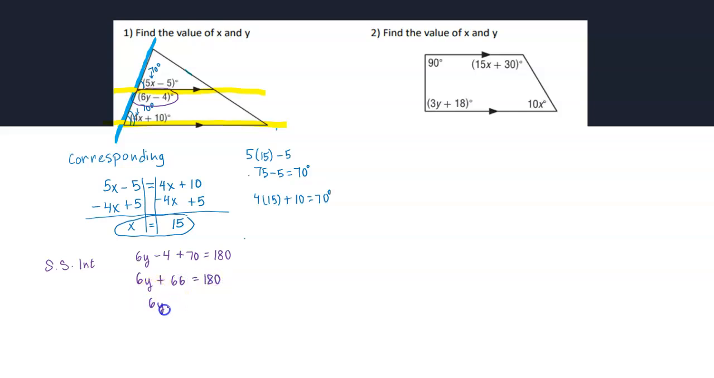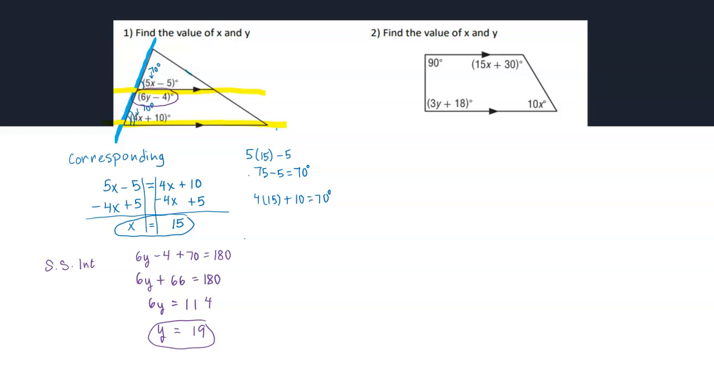Subtract 66, so 6y is equal to 114. And then if I divide by 6, I get y equals 19. So using 2 different relationships, corresponding and same side interior, I was able to figure out the values of x and y.